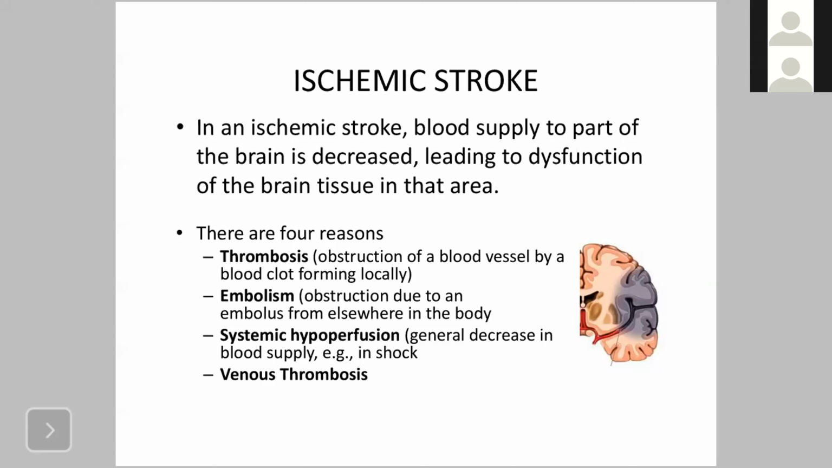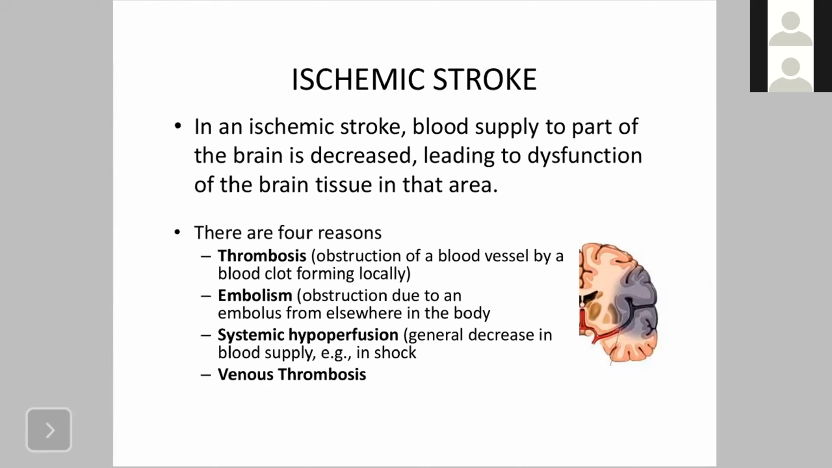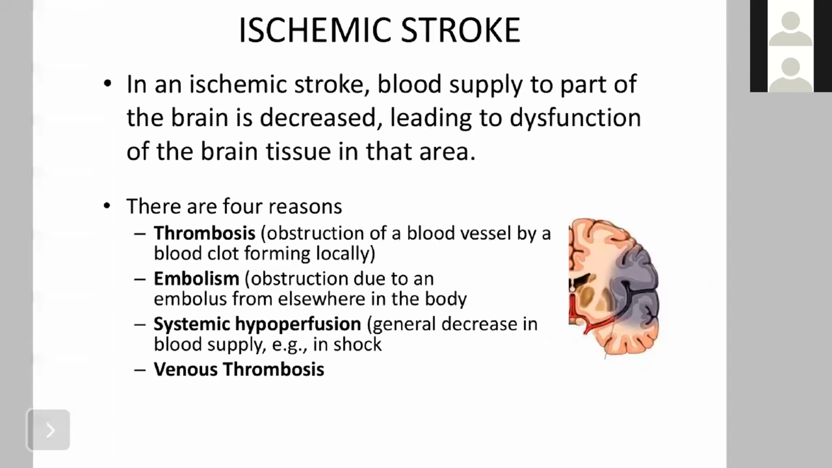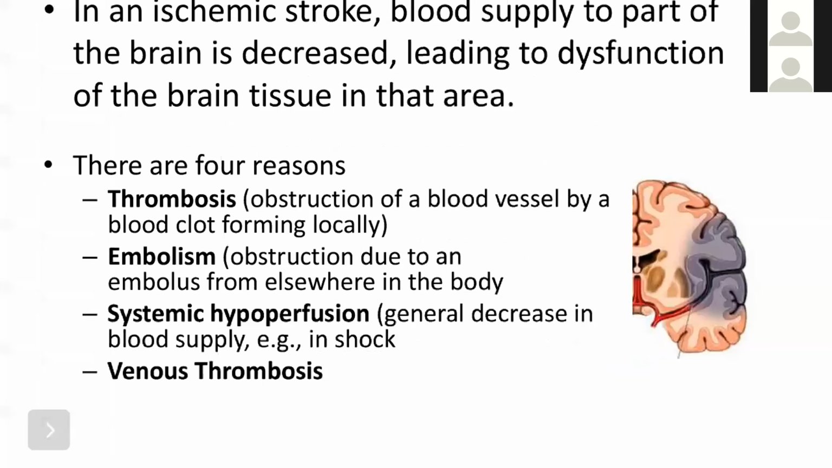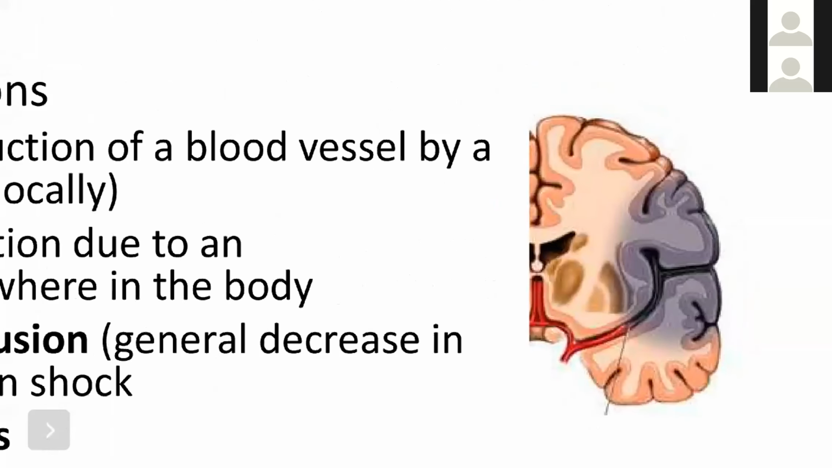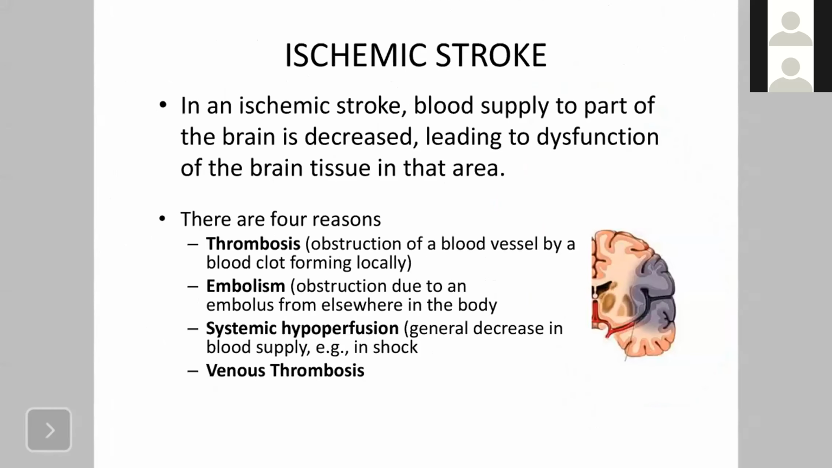What you are seeing in this diagram is a blood vessel in the brain that is blocked where the line indicates, and once it is blocked, the whole of the area that is supplied is affected. Due to this, the brain is going to be affected. What kind of blockage may occur? There are four reasons for this blockage: thrombosis, embolism, hypoperfusion, and venous thrombosis. Okay, so what is this?